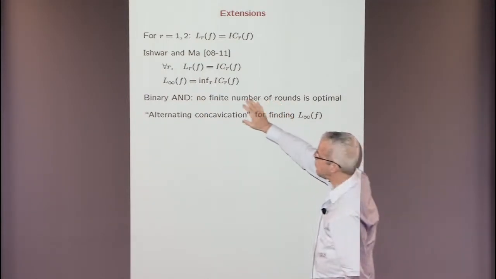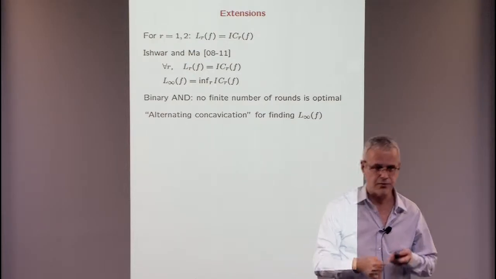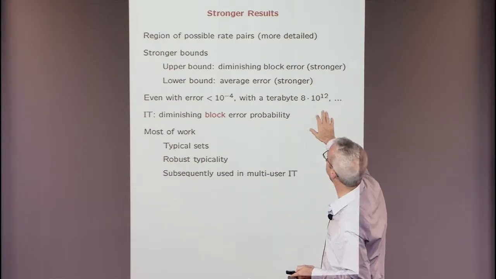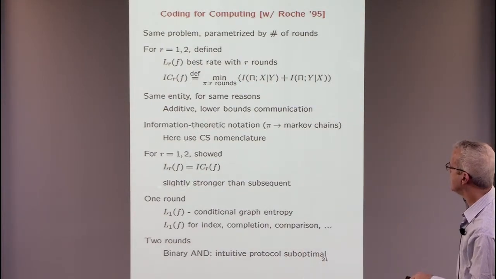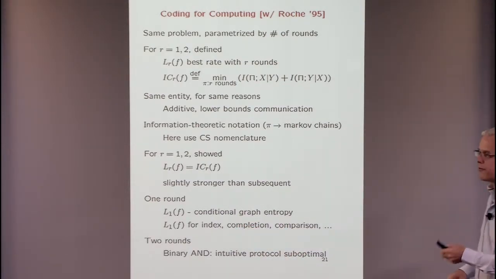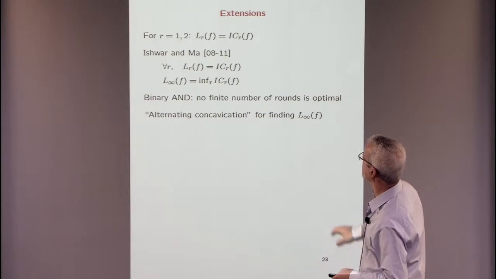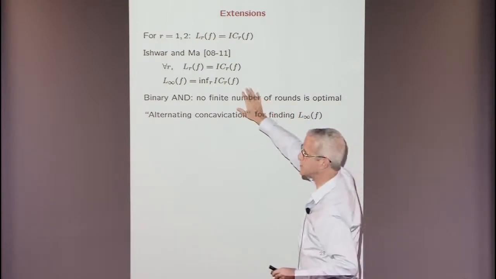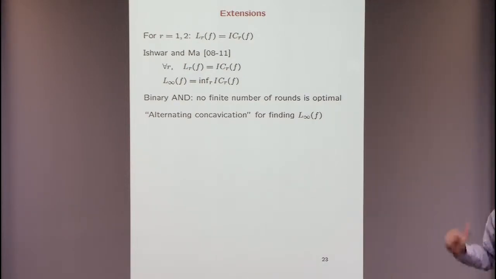Both we and they, this was just a tool for us. We were trying to get some nice formulas, so that if you give me a function, there's a nice formula. For example, for us, we related it to the graph entropy, conditional graph entropy. So for one way, it's conditional graph entropy, and they have a method for the general case, which they call alternating concavification or something, where they don't just want to look at this formula, but they want to tell you what the answer should look like. But I don't know if those are for the block error. For ours, it's our block error.